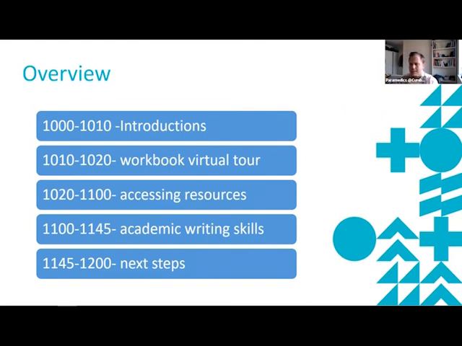We're going to go through access and resources, so how to find journals, how to find books. We're going to talk about evaluating those resources, what's good and bad about them. And then we're going to do some stuff about academic writing. And then Martin's going to come in and just talk about the next steps.